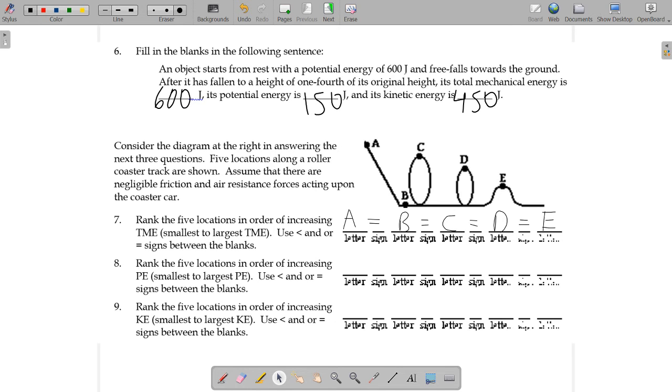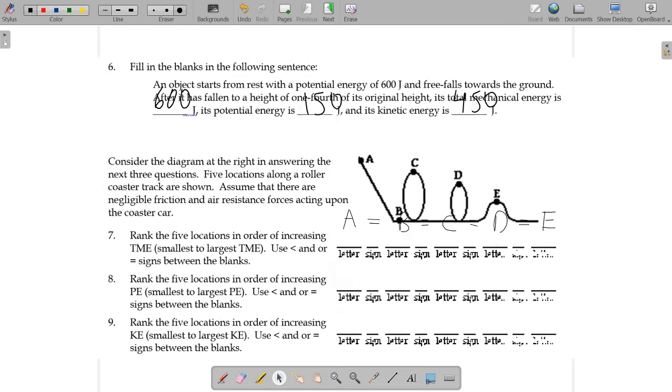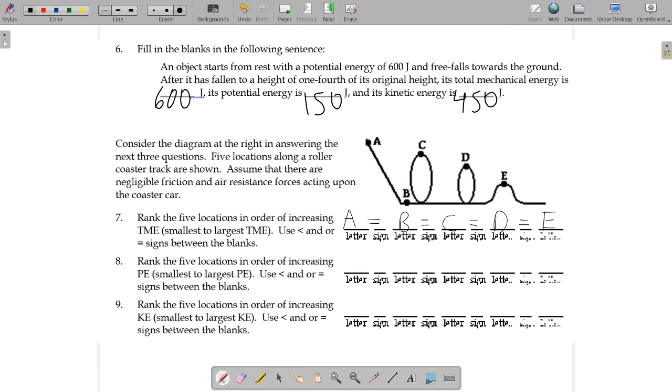What about here where it says rank the 5 locations in order of increasing potential energy? Well, the one that has the greatest potential energy is the one that has our greatest height. So that clearly has to be A. So A has more potential energy than point C, and that's the next highest height. And then which has greater potential energy, D or E? And the last one to be ranked is point B, because notice that's at ground zero. We have no potential energy at that point.